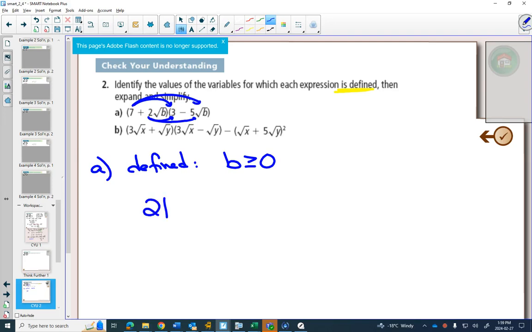Okay, not so bad. And then I'm going to have 7 times, and I have square roots. So what happens if you don't have square roots in one and you do have square roots in the other? Same thing. We multiply the outside numbers. So 7 times negative 5, negative 35, and then we just have the one square root. It stays just the square root of b.